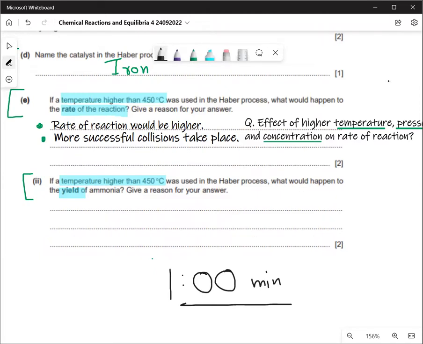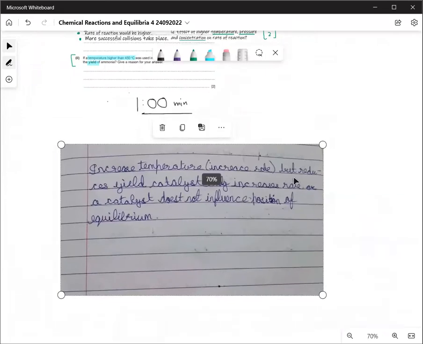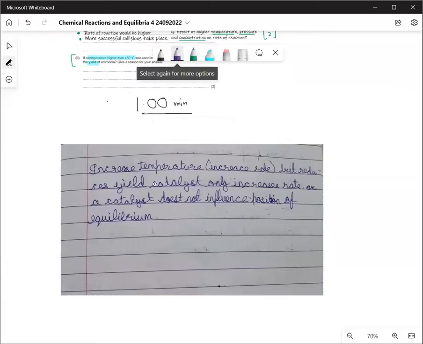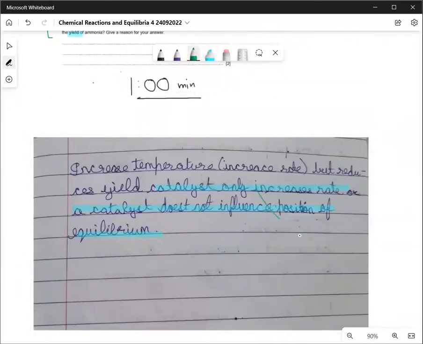So I have sent you the answer. Okay, Niranjana, the thing is, this part about the catalyst, are they asking us about the catalyst? They're not asking us about the catalyst. So you don't have to write this, this part is wrong. Don't write about the catalyst if they ask you about the temperature. And this part is correct.